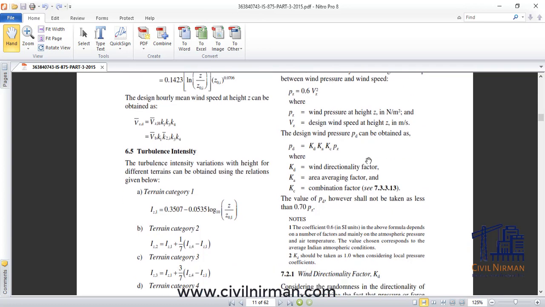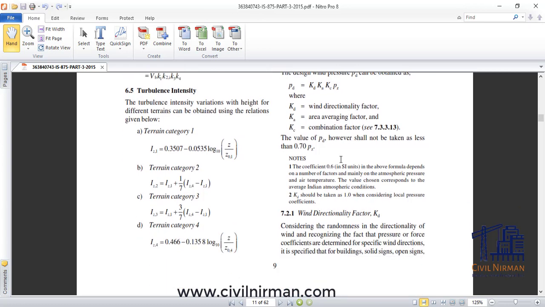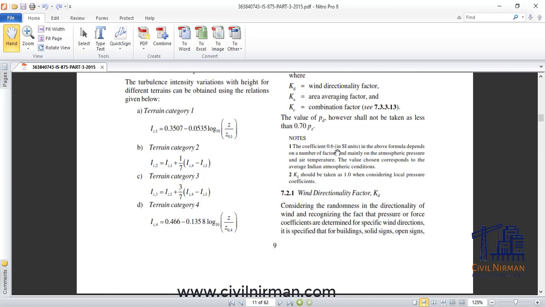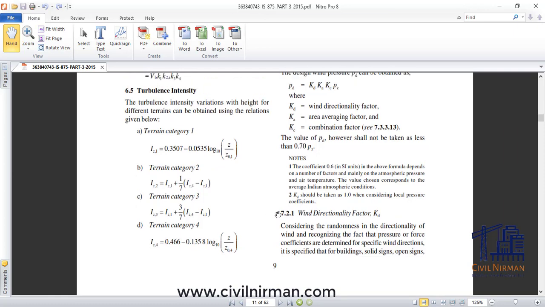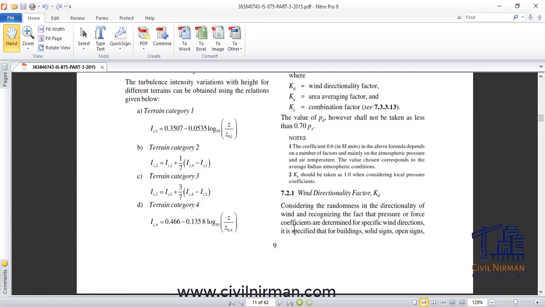The PD value will be in terms of KD, KA, KC and PZ. Now what is KD? KD is your wind directionality factor. Now again this particular point is mentioned in the 7.2.1 clause, okay, on page number 9. So KD is specified over here.